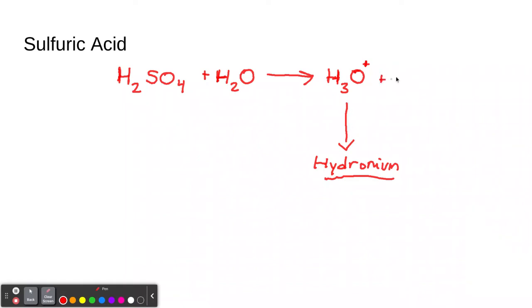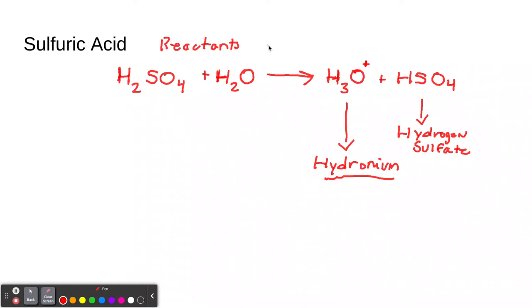And also, we're going to have this. We have a hydrogen, we have sulfur, and 4 oxygen. Right? And this, by the way, is hydrogen sulfate. So we have our reactants, which will yield, which will produce the products.